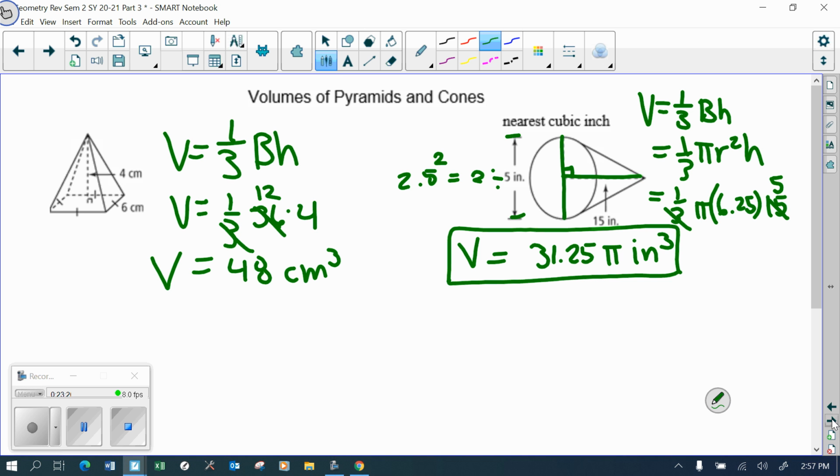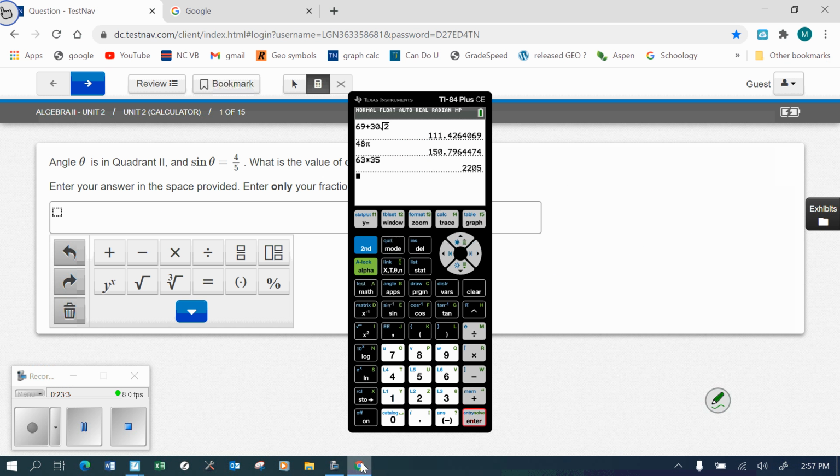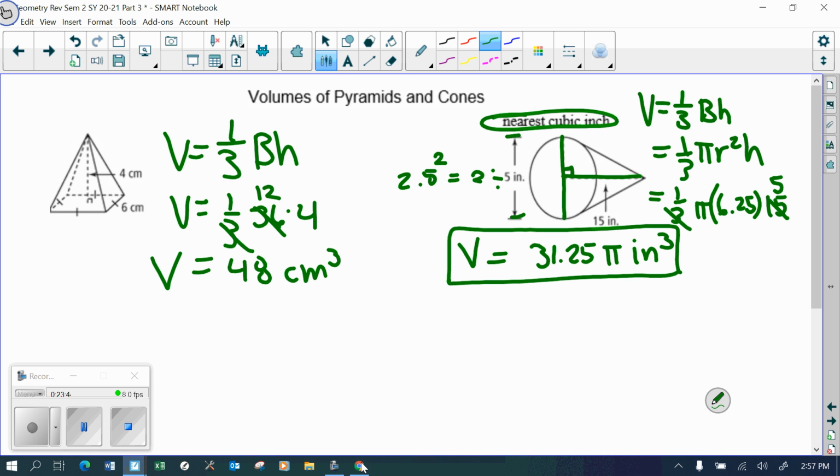Oh, and here it says go to the nearest cubic inch. So I gotta go back and read the directions. So now I'm plugging this in the calculator. 31.25 times pi. 98.2, and we got the nearest cubic one, so it's 98 cubic inches.